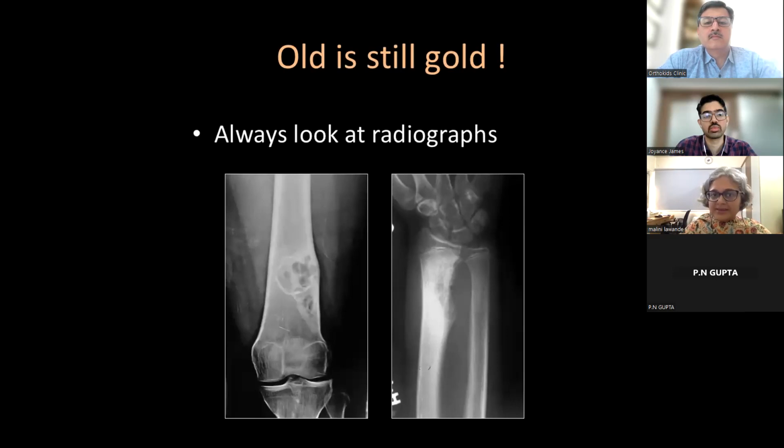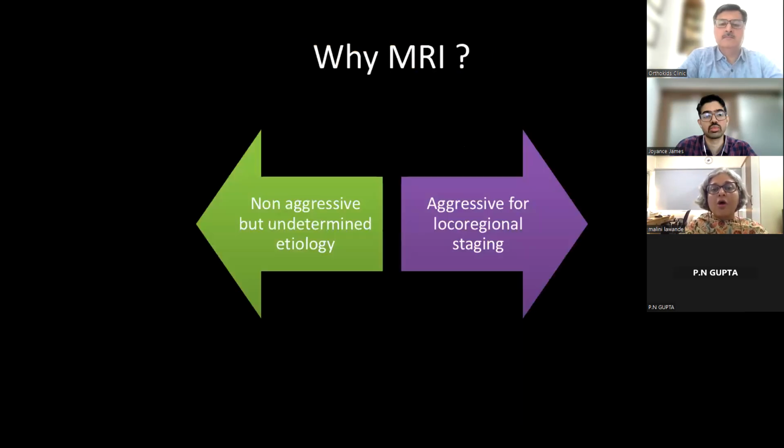As Ankita already said, radiographs are the first step, because nowadays the trend is often that we get referrals for MRI even before an X-ray has been done. But whenever we are looking at a bone lesion, it's important to get a radiograph done and always look at it first. Then, when do we need MRI? One, when on radiograph it looks non-aggressive, but the etiology is undetermined and you're not sure what you're dealing with. Or when it is an aggressive lesion on radiograph, then you need to do MRI for the staging.